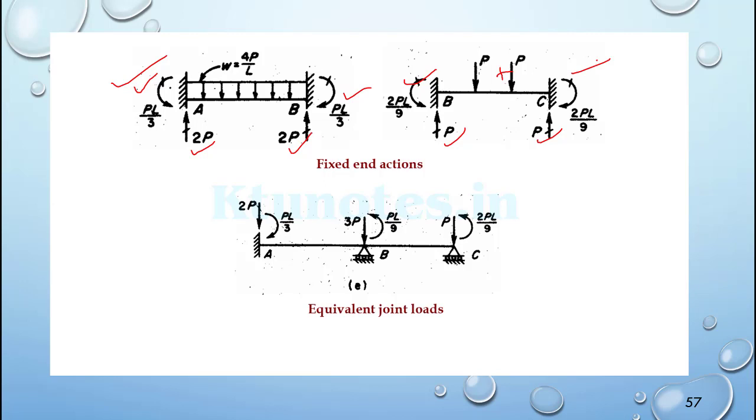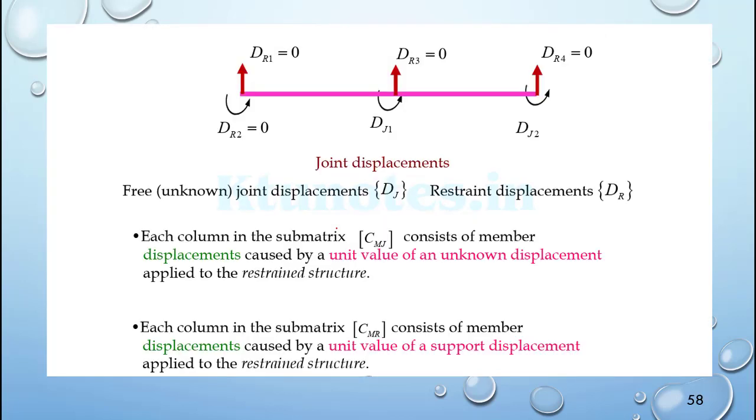So the equivalent joint load will be just the reverse of the fixed end action. That is, the fixed end action was an upward reaction, it was made downward 2P. This is actually added, 2P plus P will be 3P, and then P at the right side. Then all the moments are taken as the negative of the fixed end reactions.